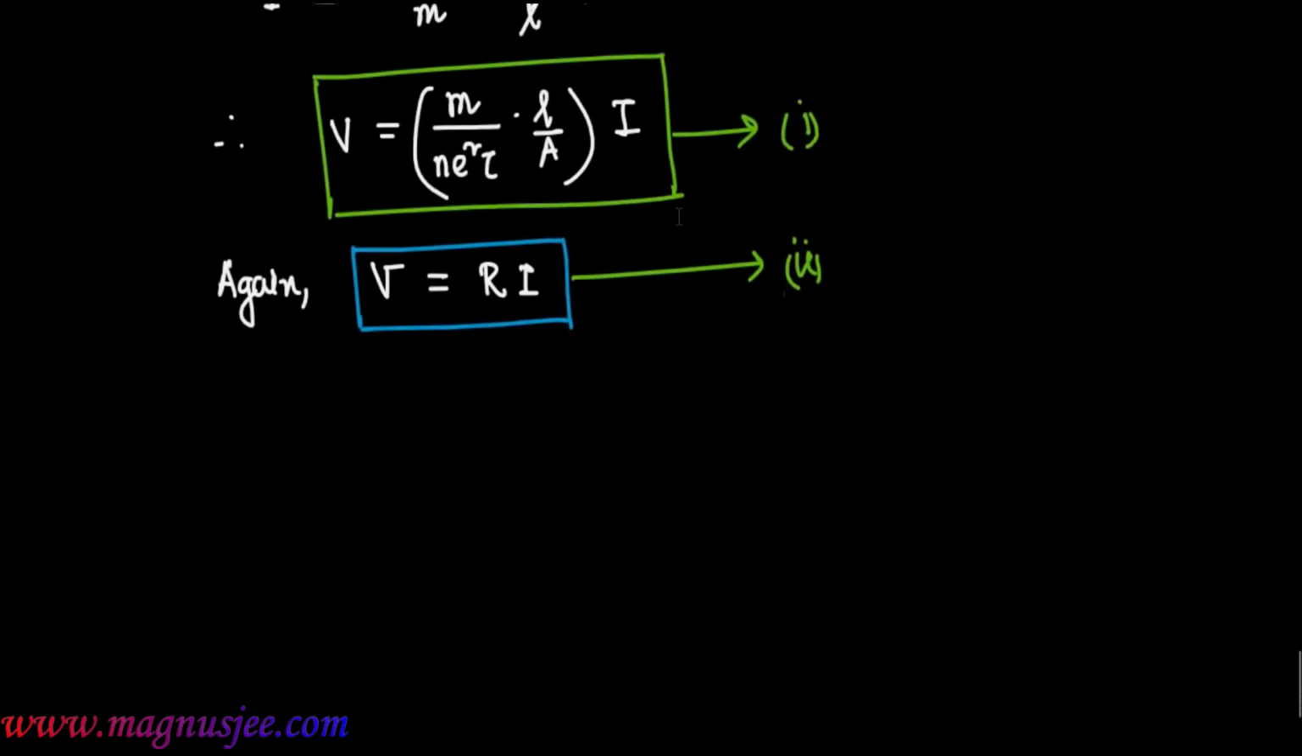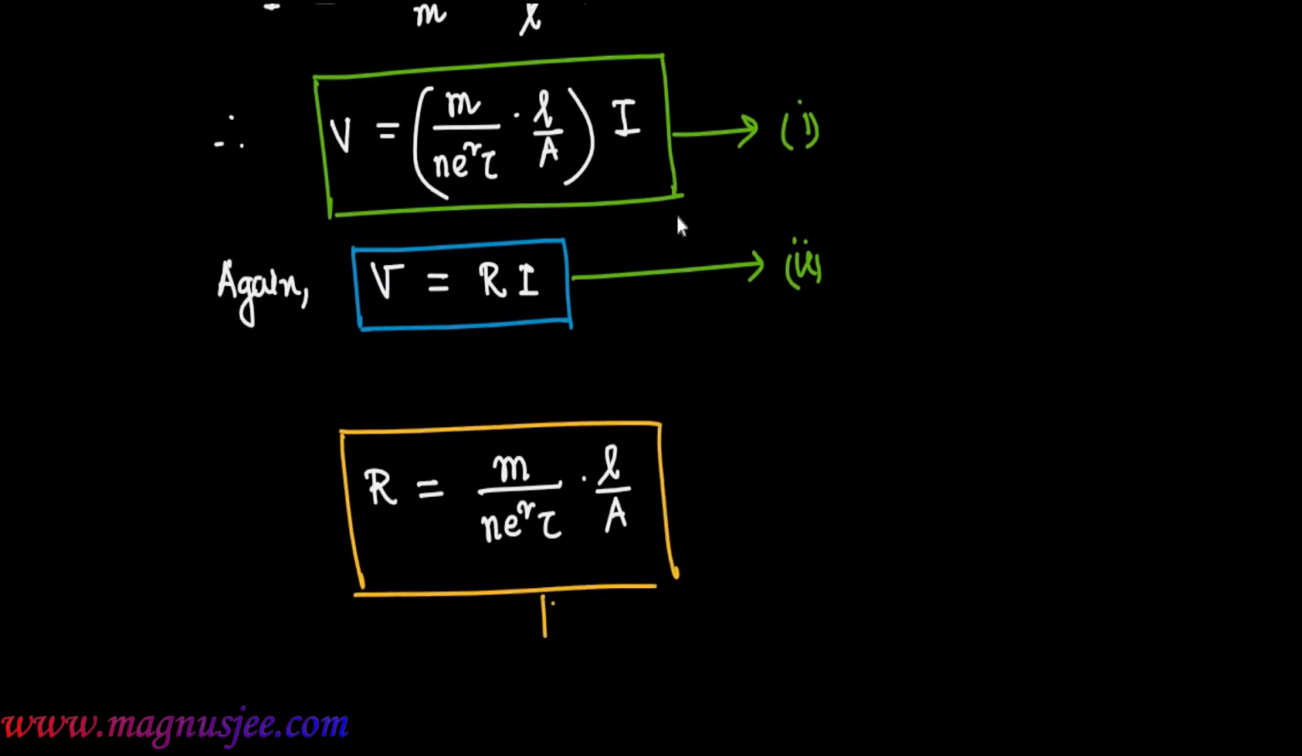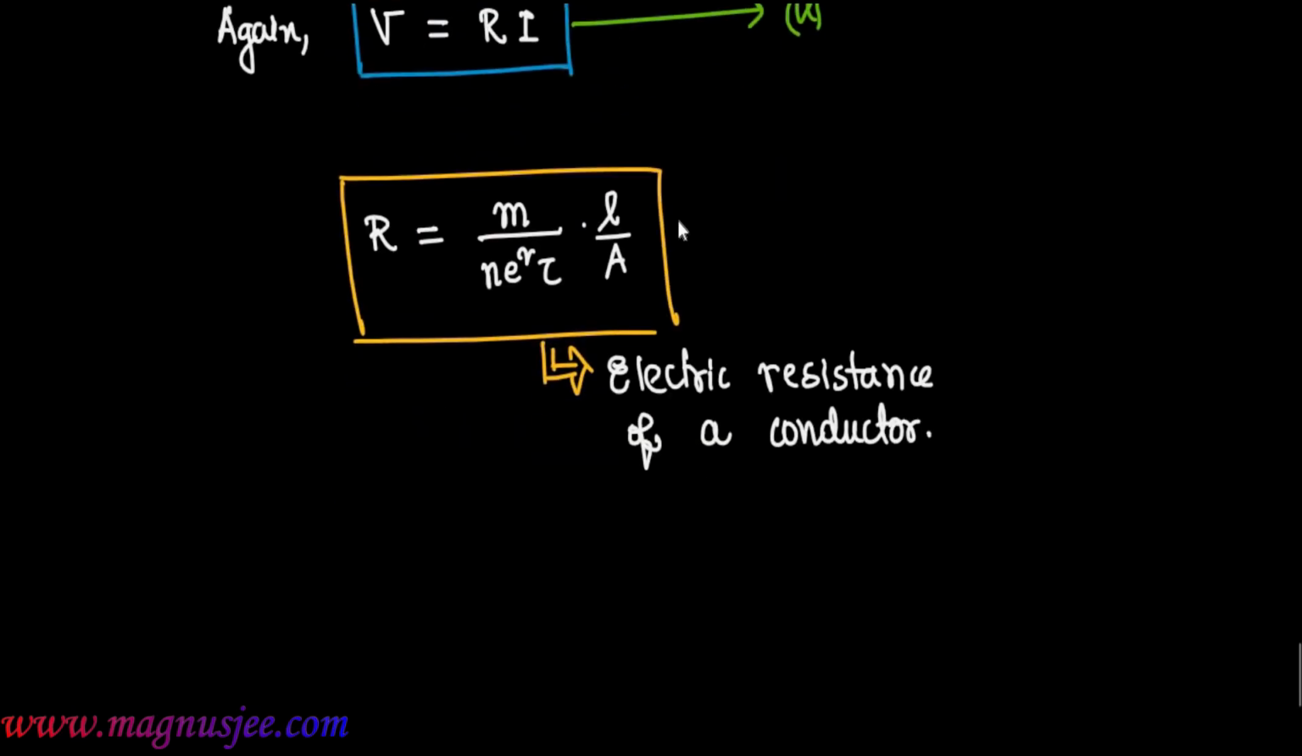We get the two expressions of potential difference V. Therefore, the resistance R will be equal to m divided by n squared tau, into L by A. This is the expression of resistance R equal to m divided by n squared tau into L by A. That is the electric resistance of a conductor.